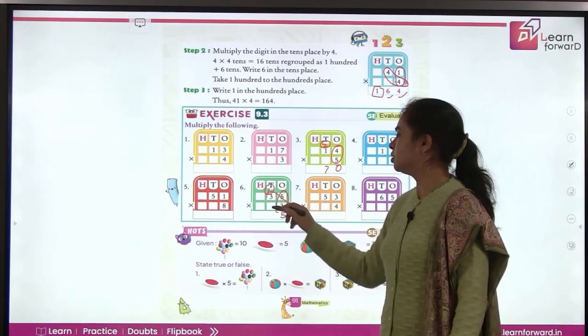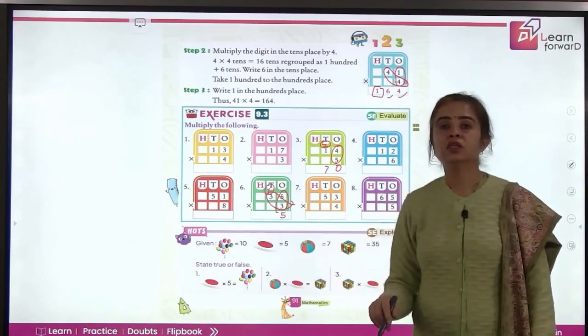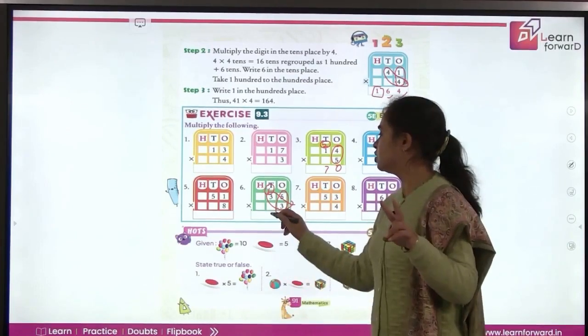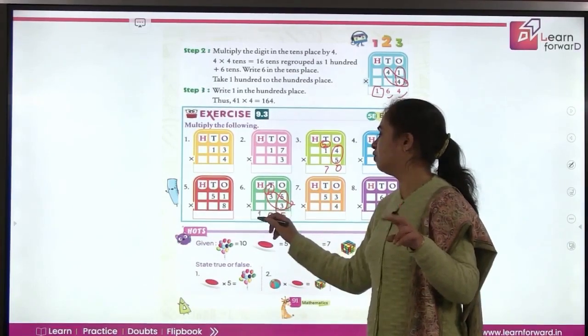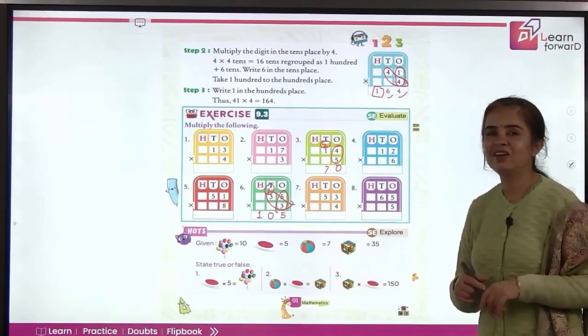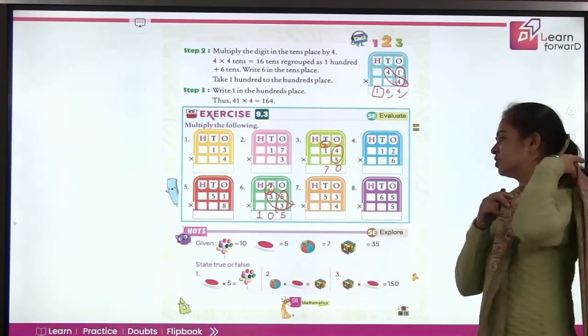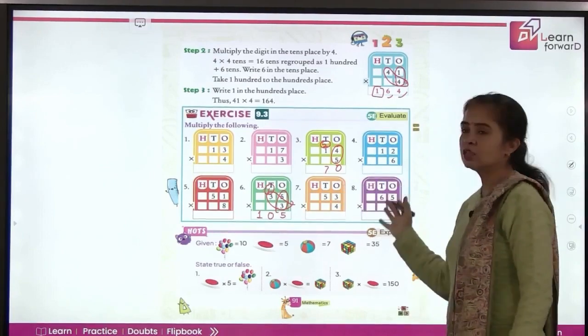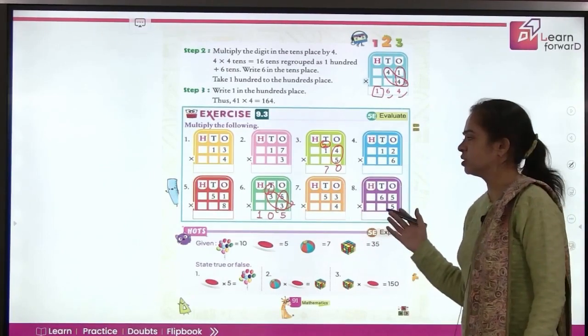Now 3 times 3 is 9 plus 1 is 10. So 10 has 2 places. First you will write 0 here and 1 will go at the hundreds place. So your answer is 105. That's correct, children. So this is 105. So you'll be doing the rest of the multiplication sums yourselves.